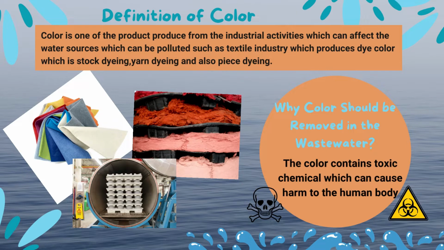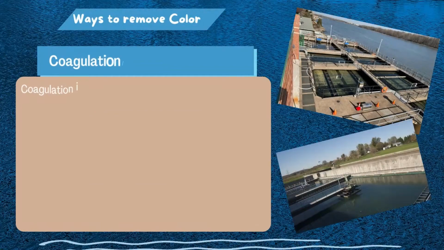So, why actually should the color be removed from the wastewater? This is because color contains toxic chemicals which can cause harm to the human body. There are many ways and methods to remove color in wastewater.